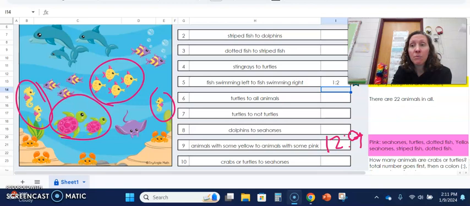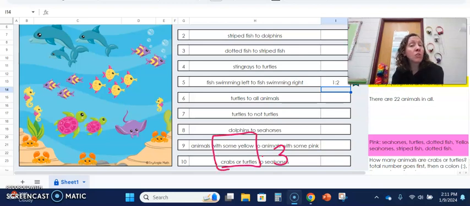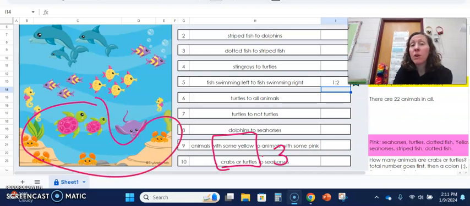All right, lastly, number 10 I want to talk about. So crabs or turtles to seahorses. All right, so where that word to is, that is where we are going to have our colon. Seahorses, there's 3. We need a single number here that tells us how many crabs or turtles there are. Well, all of these animals right here are a crab or a turtle. So that would be 6. And we need to simplify this.